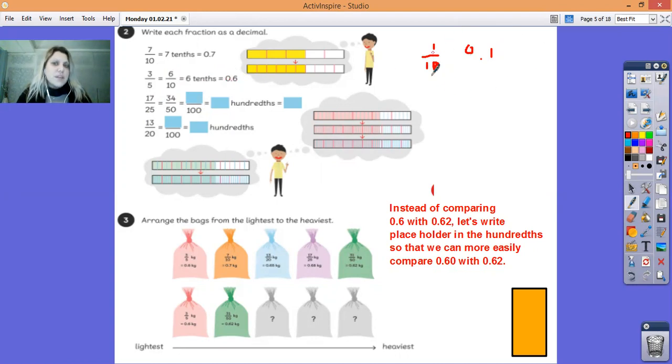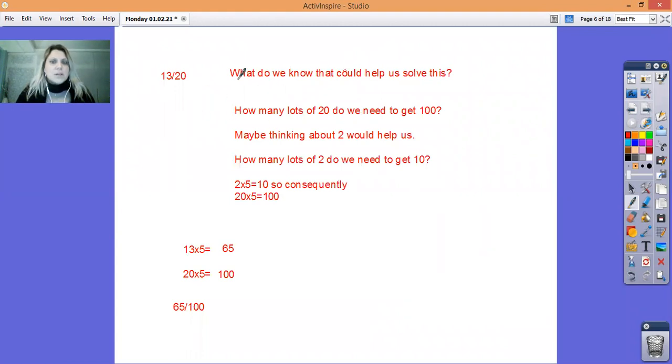So we have learned that. Okay, if we remember this as our base calculation, we can also work out the other ones. So now let's have a look at these two. They're a bit more challenging, but not too bad once they're explained. So I think I prepared the first one as 13/20. So what do we know that can actually help us to solve this? So how many lots of 20 do we need to get to 100?